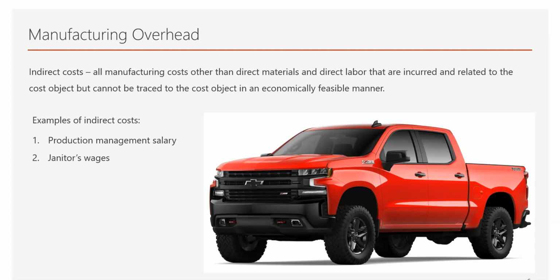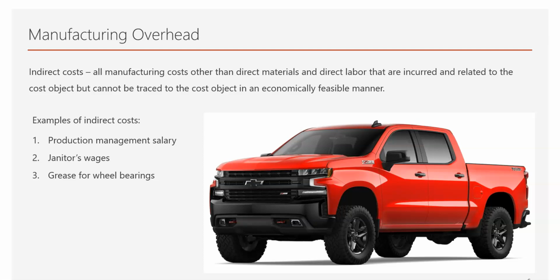What about the janitor's wages? The janitor inside the production plant is not directly making that Chevy Silverado, but is in a support role for the production line. Grease for the wheel bearings is an example of an indirect material. It's a material we use. We have to have grease in the wheel bearings so they don't get too hot and blow up the wheel. But can we trace the cost of those tubes of grease in an economically feasible manner?